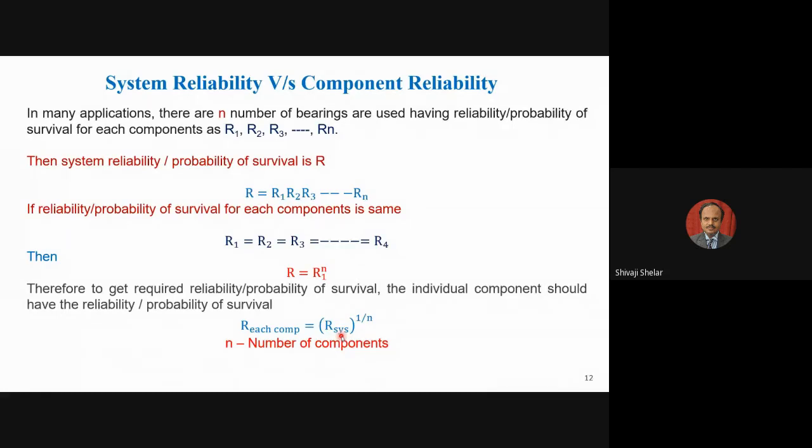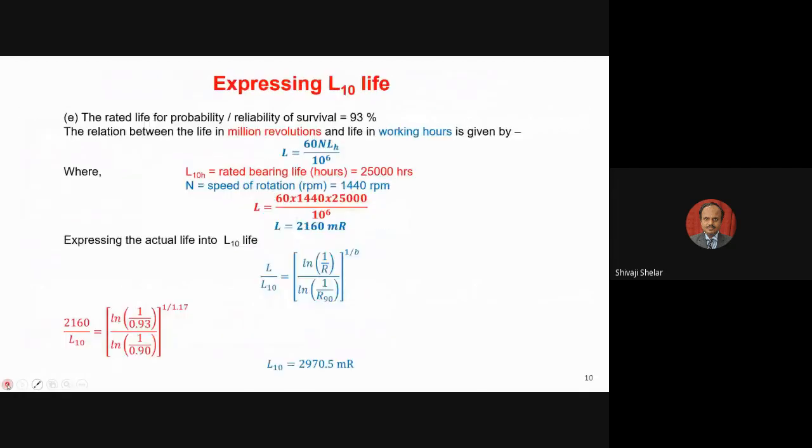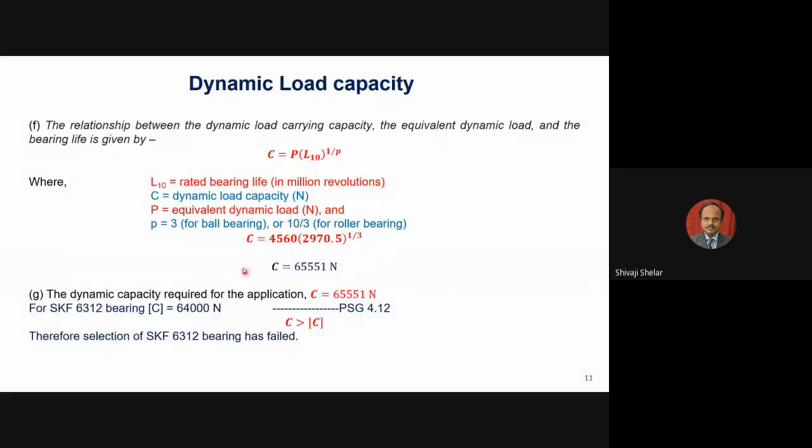Based on this relation, you can calculate your L10 life, and that L10 life can be used for calculation of the required capacity. Based on this, you can make a decision whether to select a particular bearing or not. So this is regarding the selection of the bearing from the manufacturer's catalog.